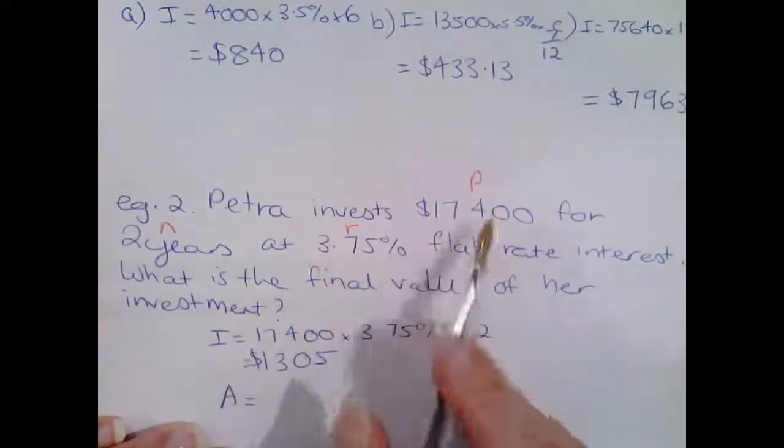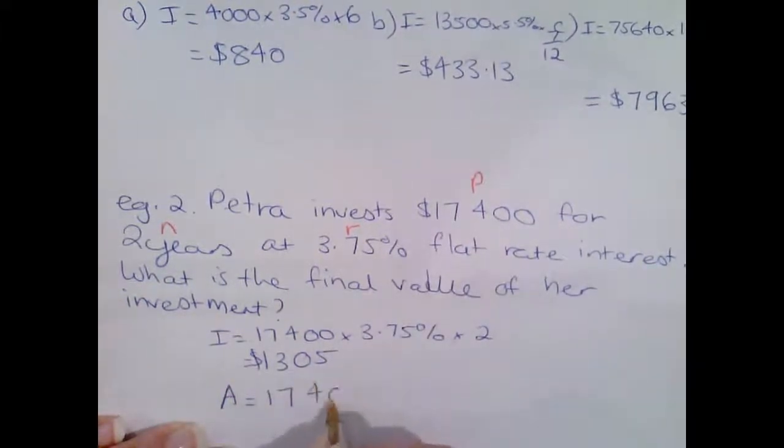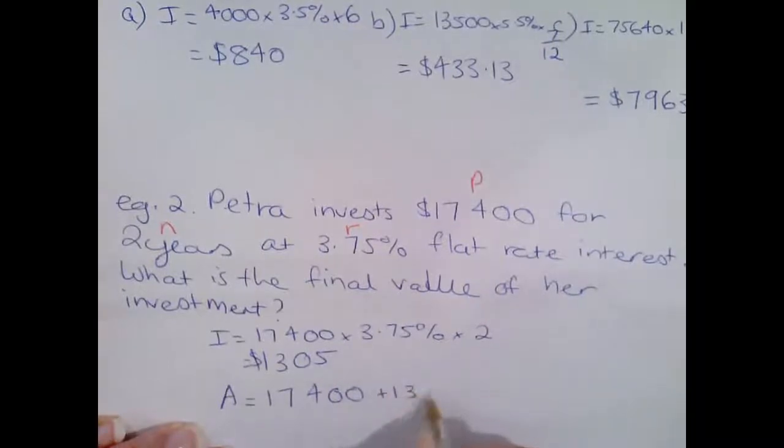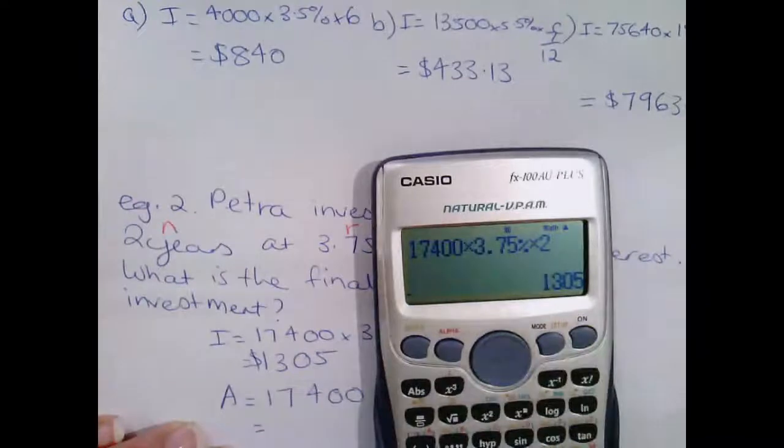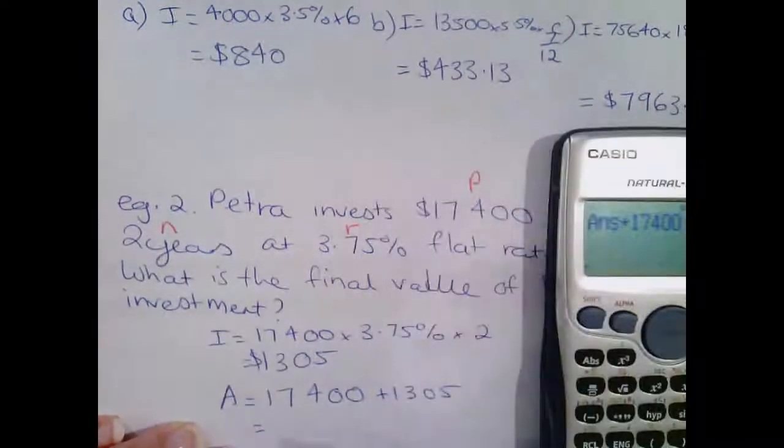So our principal is 17,400 plus the interest. Okay, so adding that on, and you get 18,705.